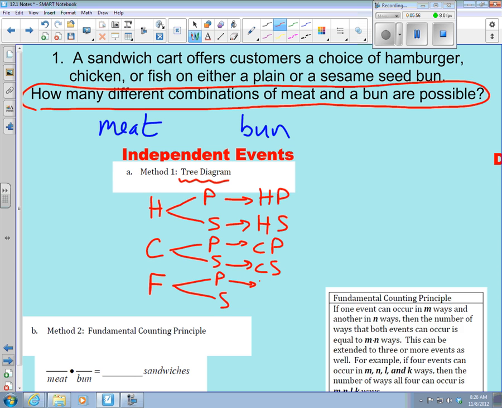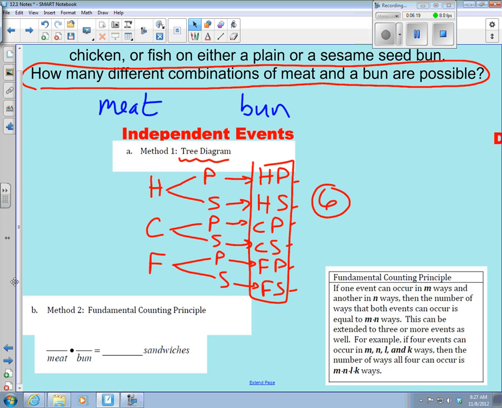And the fish on a plain bun, or fish on a sesame seed. And these are our total number of choices here, our total number of outcomes. And you can see 1, 2, 3, 4, 5, 6. There's 6 different possible outcomes when choosing from 3 different types of meat and 2 different types of bun. Now, that leads us into this.